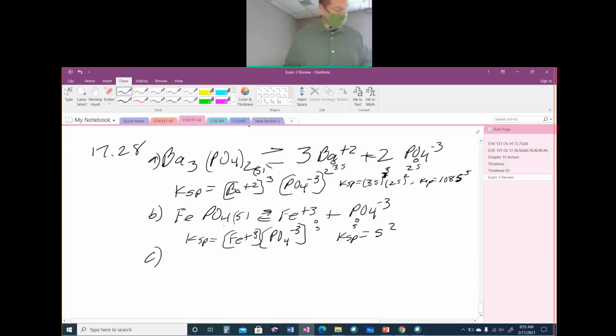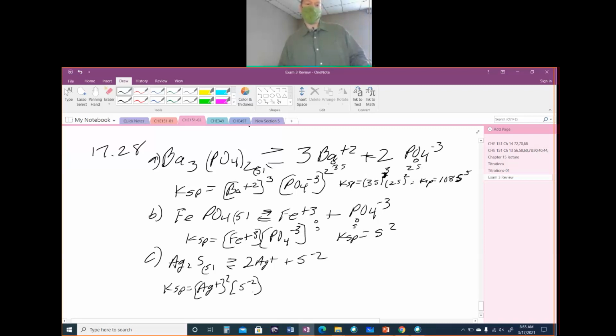And part C, you have silver sulfide, Ag2S. That goes to 2Ag plus and S minus 2. So your KSP is Ag plus raised to its coefficient of 2 and S minus 2 raised to its coefficient of 1.